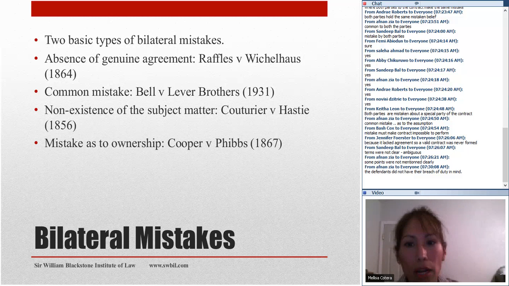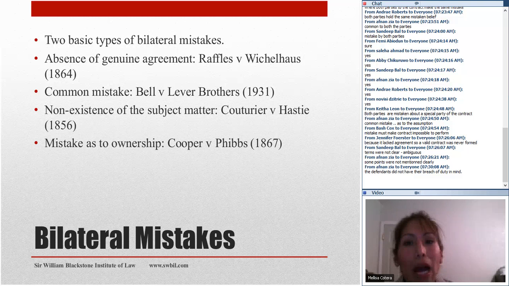This is what is called res extinta, which means the thing is extinguished. So the contract suffers from initial impossibility from the beginning, so it cannot be performed. Let's put an example. For instance, A, the seller, contracts to sell his cow to B, the buyer, but without the knowledge of each party, at the time the contract is entered, the cow is dead.